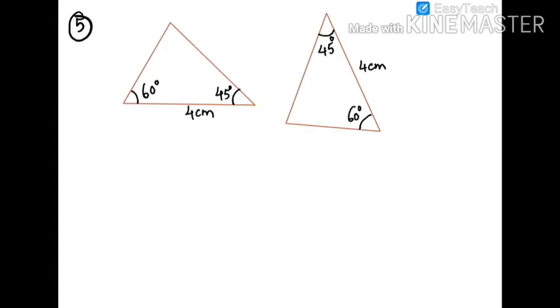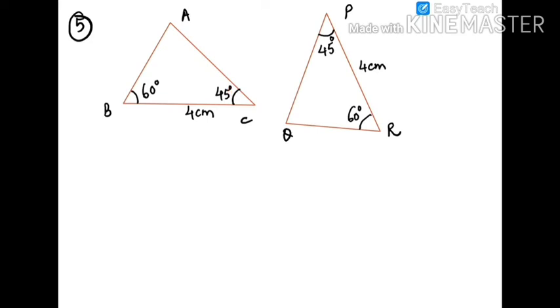Observe the sides and the angles of these two triangles. BC of the first triangle is equal to PR of the second triangle. Both are 4 centimeters. Angle B of the first triangle is equal to angle R of the second triangle because both are 60 degrees. And angle C of the first triangle is equal to angle P of the second triangle. Both are 45 degrees. So we have one side and two angles of one triangle equal to one side and two angles of the other triangle.